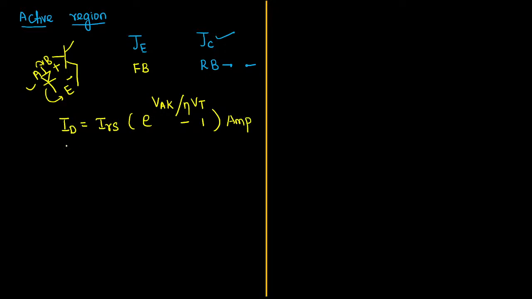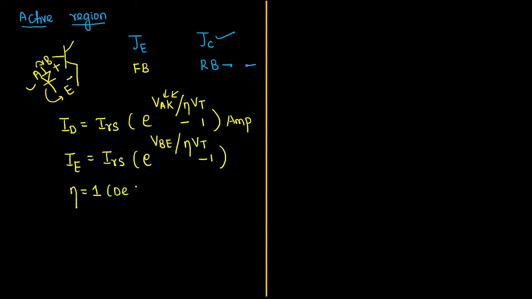Now in case of the transistor, here we will be dealing with the emitter current. This emitter current will be equal to the same reverse saturation current times e power. Anode voltage means base voltage, cathode means emitter, just now we saw. So that is called base to emitter voltage upon eta times Vt, minus 1. You can also proceed further. I told you the value of eta is always fixed. It is default 1.